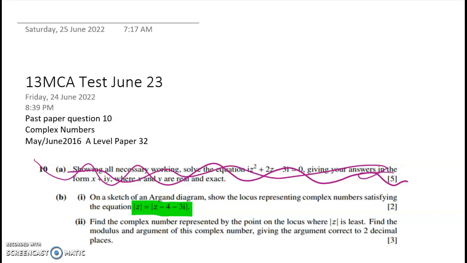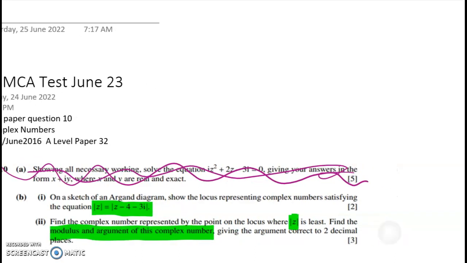Once you've found that, then you need to find the complex number represented by the point on that locus where the absolute value, where the modulus of z is the least. In other words, where the distance from 0 to the point is the least. And we have to find the modulus and argument of this complex number to 2 decimal places.